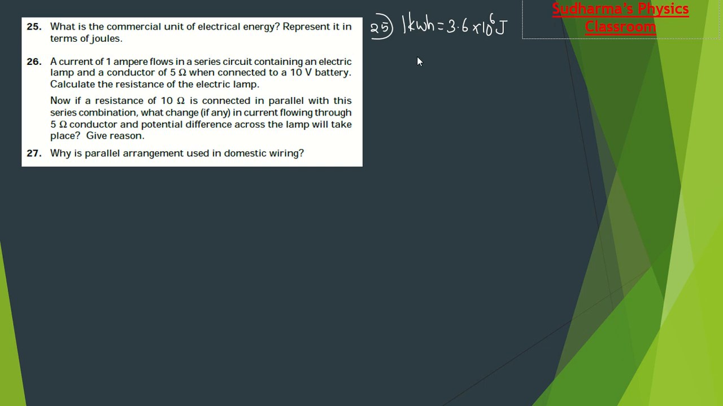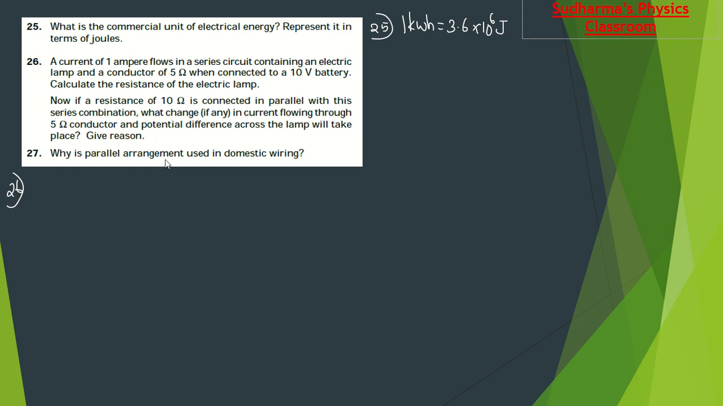Okay. Now, a current of 1 ampere flows in a series circuit containing an electric lamp and a conductor of 5 ohm when connected to a 10 volt battery. Calculate the resistance of the electric lamp. Now, if a resistance of 10 ohm is connected in parallel with this series combination, what change, if any, in current flowing through the 5 ohm conductor and potential difference across the lamp will take place? Give reason. So it's a big question. So let's break it into small steps and do it.